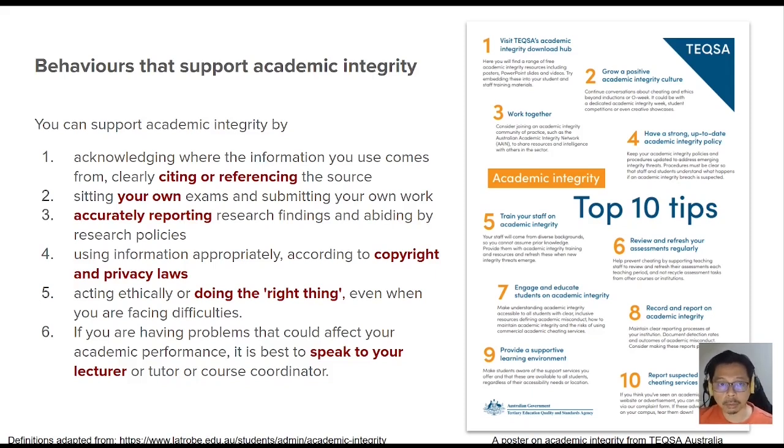And there are a couple more here which are related to academic integrity in general, like you sit your own exams and submit your own work. And the second part is important here, submitting your own work, because most AI right now can generate work, for example, essays, pictures, videos. So you must actually submit your own work to your lecturers, your teachers for assessment.